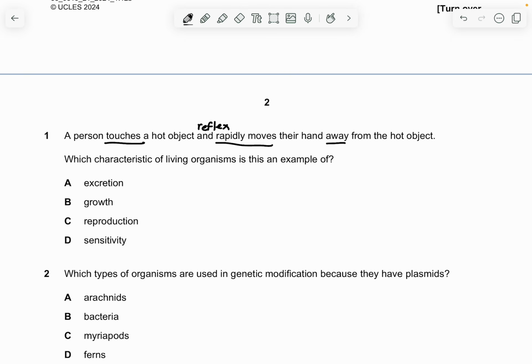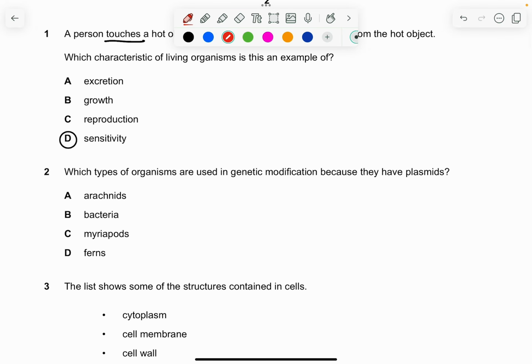Reflex is how quickly you respond to a particular stimulus that causes your body to feel that it's a danger, or sometimes it could be just a normal thing. But in this case, it's a danger because hot surfaces are potentially painful. So this is known as sensitivity. Okay, so this is a very simple first question. Just link your understanding to the MRS GREN.